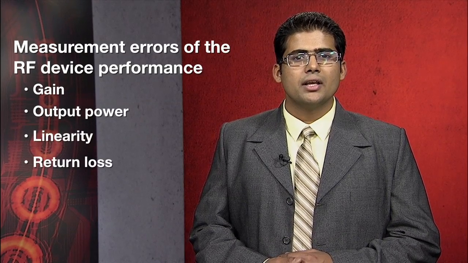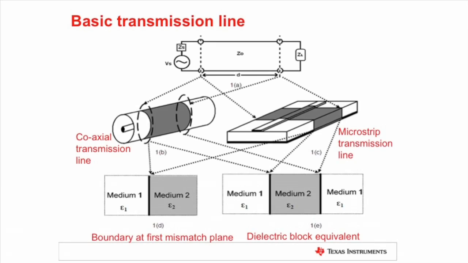return loss. Consider a basic transmission line with source Vs and source impedance Zs, load impedance ZL, and the transmission line characteristic impedance Z0 as shown on the top side of this slide. In order for an input incident wave to travel completely without any reflections, the transmission line should be matched to the source and to the load.